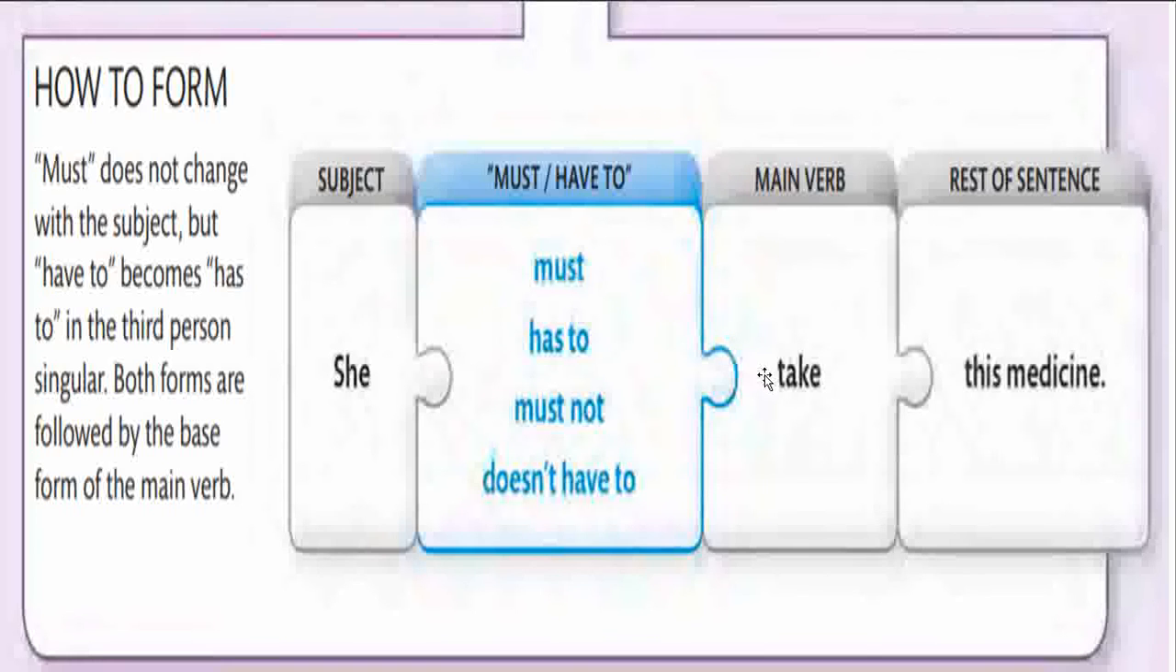She must take this medicine. She has to take this medicine. She must not take this medicine. She doesn't have to take this medicine. We have seen the obligation, a necessity, or not a necessity, or need not do something. All the constructions are similar. At this point, try constructing sentences. You may pause the video as you are constructing. Now let us proceed.